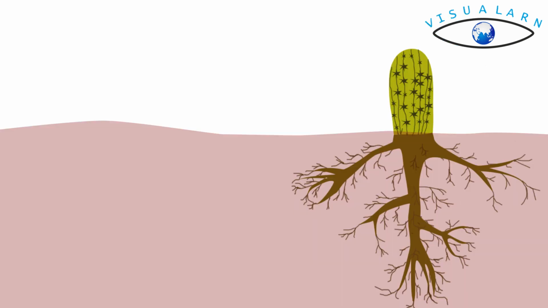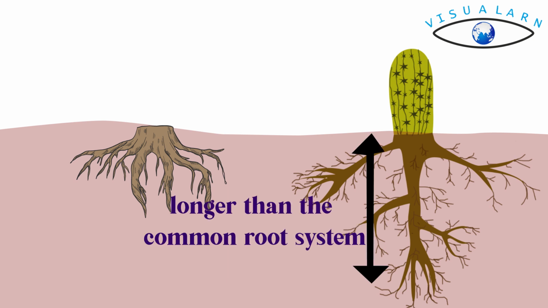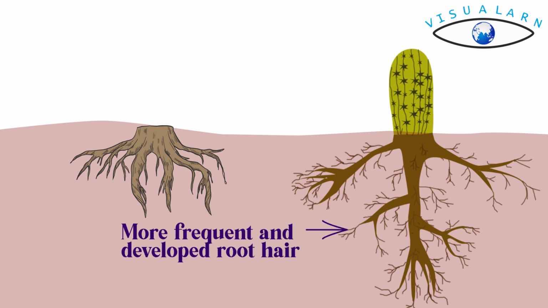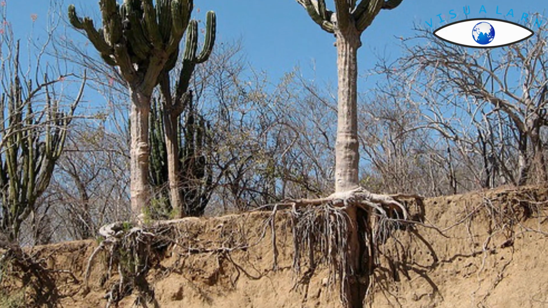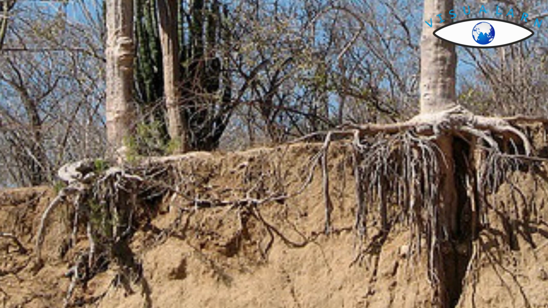The root system is developed with extensive branching and is often longer than the common root system. Xerophytic roots have more frequent and more developed root hairs than typical roots to maximize surface area. The xerophytes tend to have a relatively large amount of root tissue.